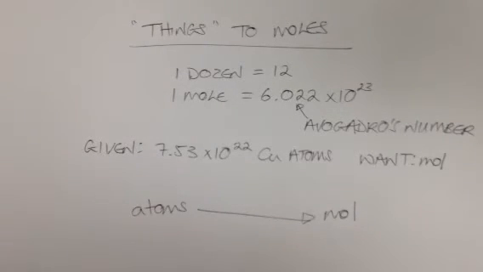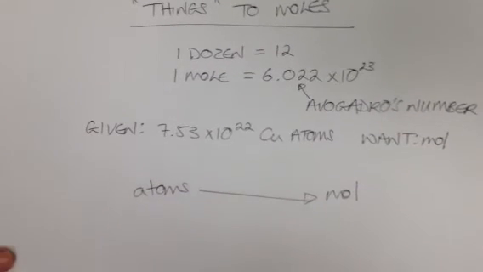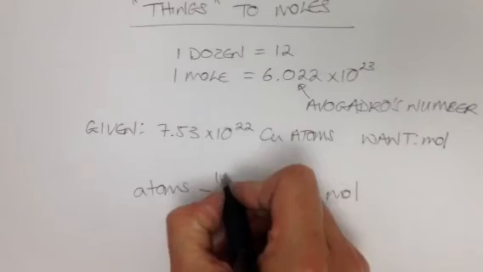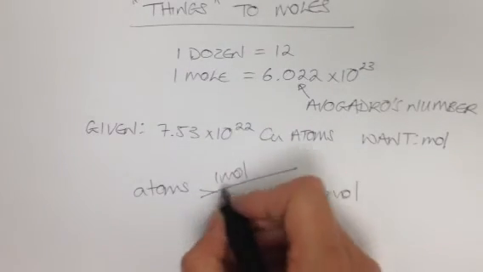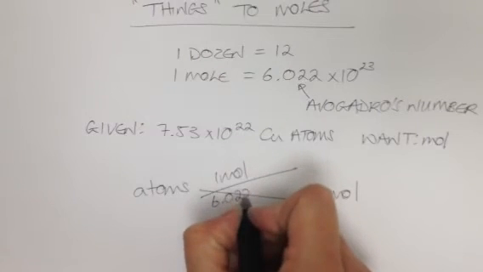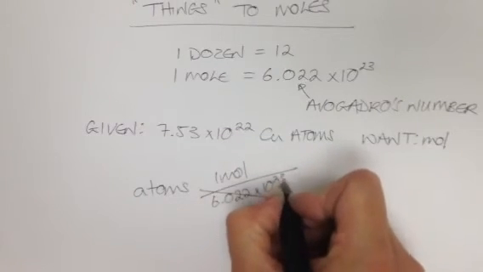Our conversion factor is Avogadro's number, and in this case we want atoms to go on the bottom. So 1 mole will go on the top, because this is the other side of our conversion factor, over 6.022 times 10 to the 23 atoms.